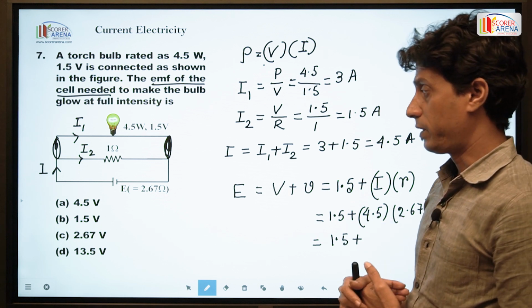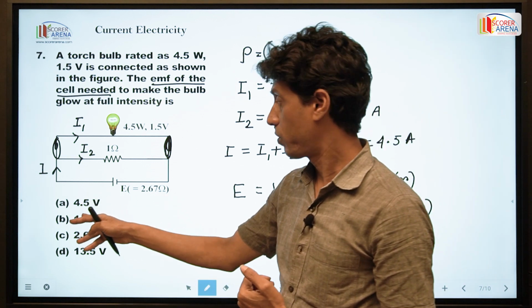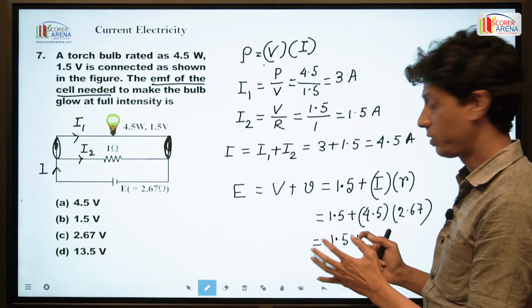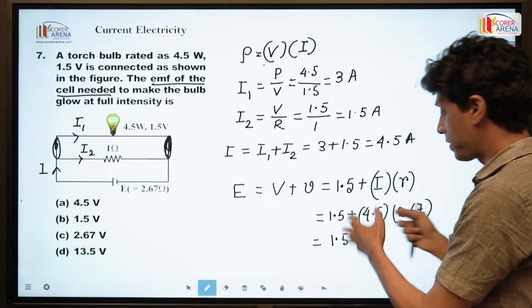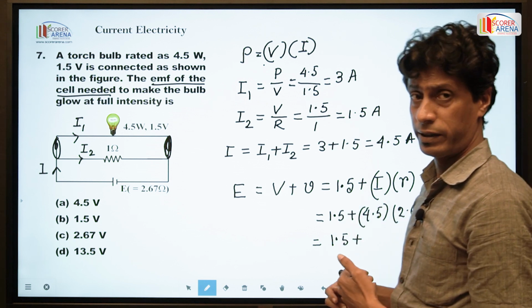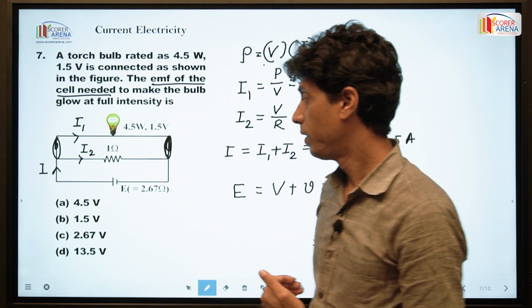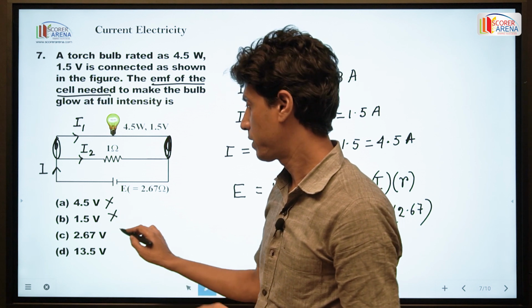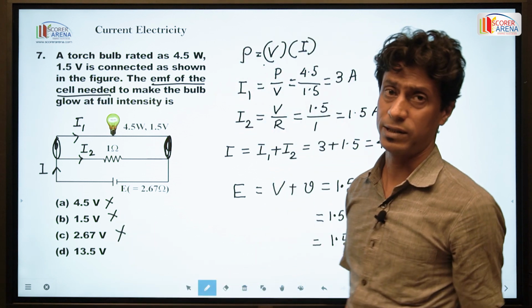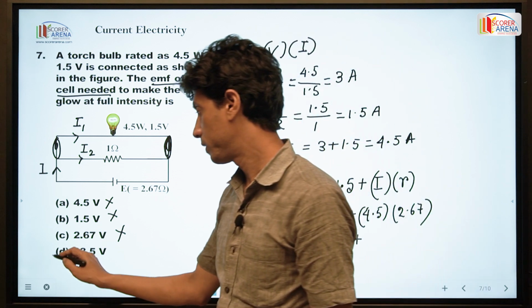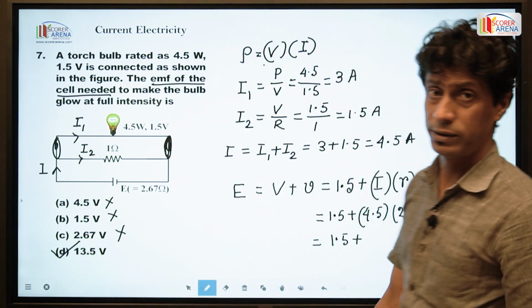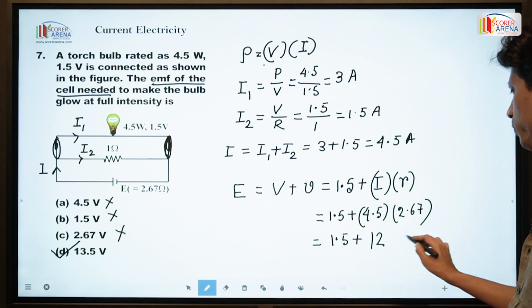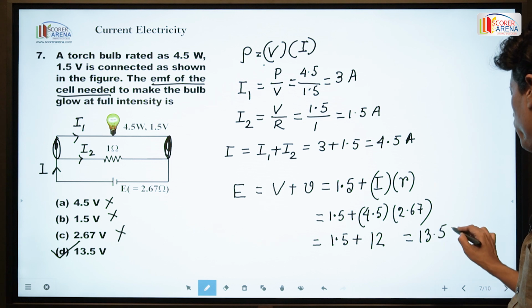so 10.5, but there is no, potential difference across this is 4.5 volt, but the answer should be at least, by taking some logical consideration, at least greater than 10 volt. So 4.5 volt is not the answer, B is 1.5 is not the answer, and 2.67 is also not the answer. So only one option here is 13.5 volt. So by this way, I can say it is roughly 12 volt. So therefore, it is 13.5 volt.